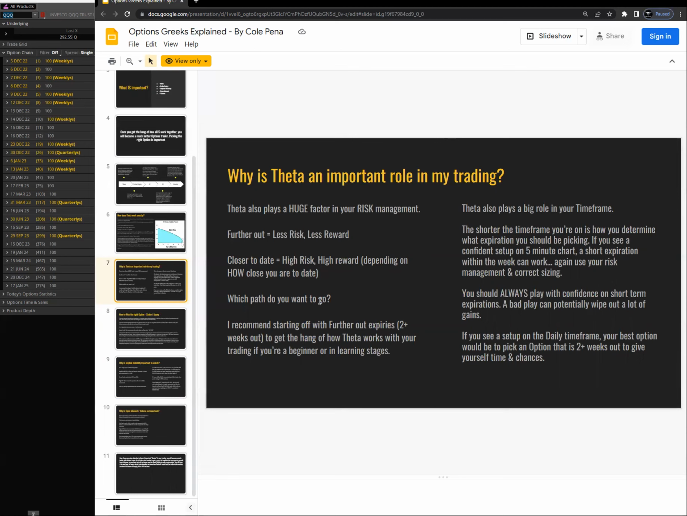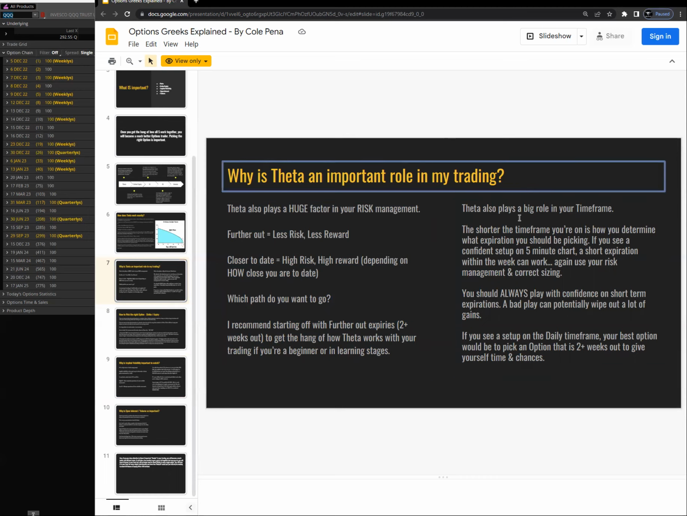Which path do you want to go? This really is a good question for you. You should know what you want to do with options. If you are a beginner or a learner, I recommend starting off with expirations either weekly or even 2 weeks out to get the hang of how theta works with your trading in the beginner or learning stages.